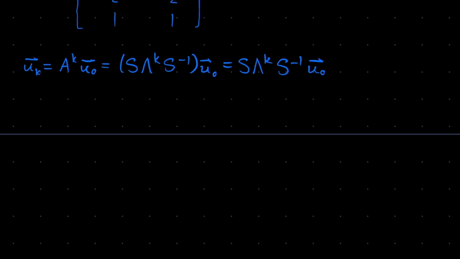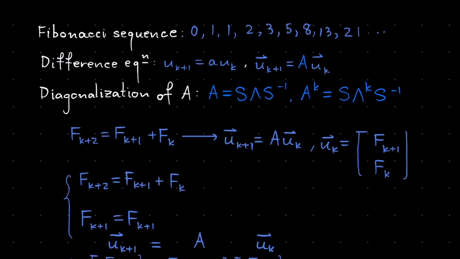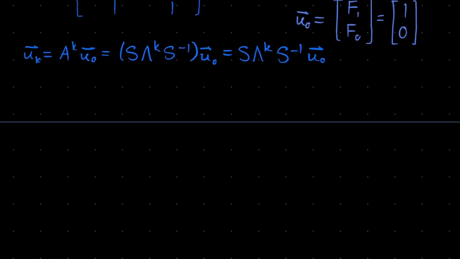We already know u naught, right? U naught is equal to the first Fibonacci number and the 0th Fibonacci number. And that's 1, 0. Right? Looking over here, the 0th Fibonacci is 0 and the first Fibonacci is 1. So let's calculate S inverse. S inverse is equal to 1 over the determinant of S times its cofactor matrix transposed. You can use other methods to calculate what S inverse is, but I'm going to use the cofactor rule.